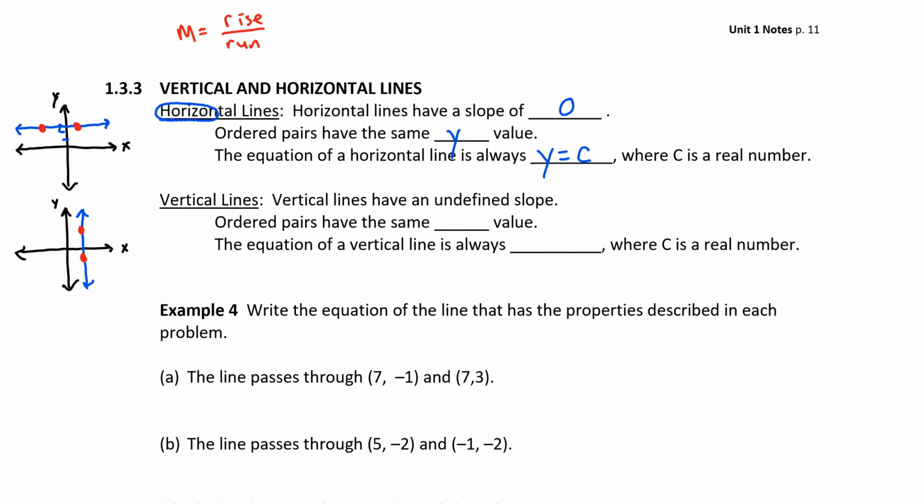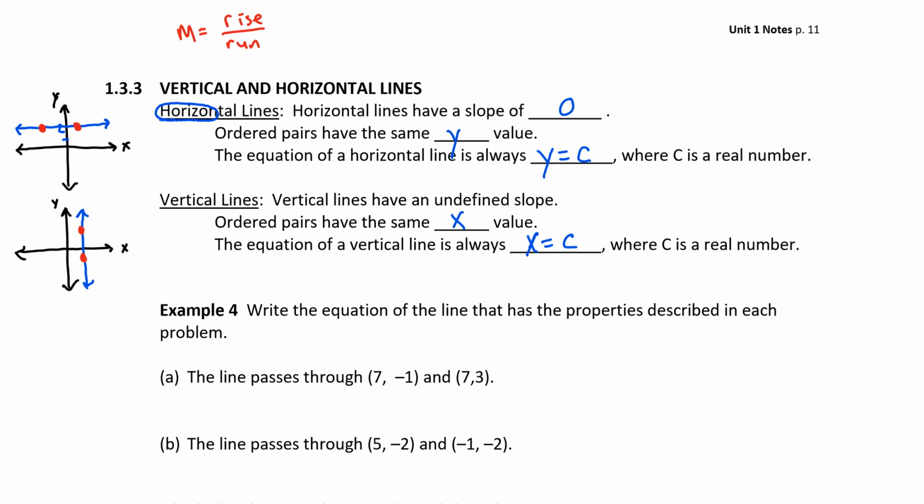Ordered pairs will all have the same x value. If I look at any 2 points on a vertical line, the x values don't change even though the y values do. The equation of a vertical line is always x equals a constant, where c is some real number. So horizontal lines have the form y equals c. Vertical lines have the form x equals c. It's important that you learn this now.